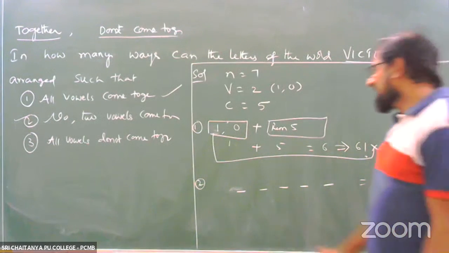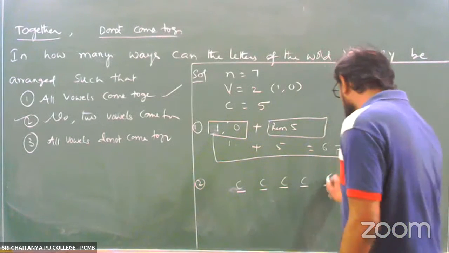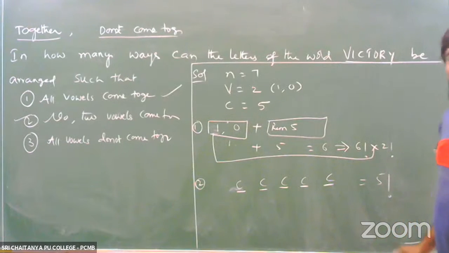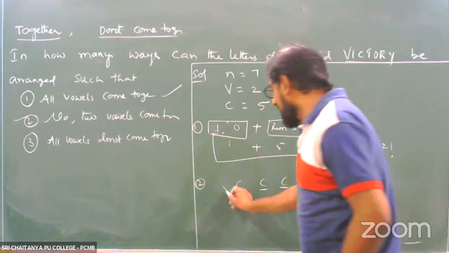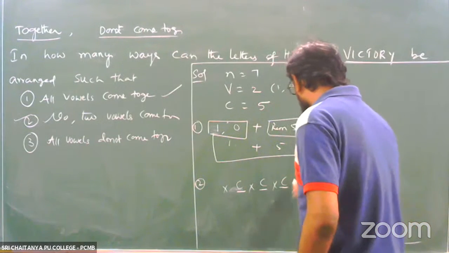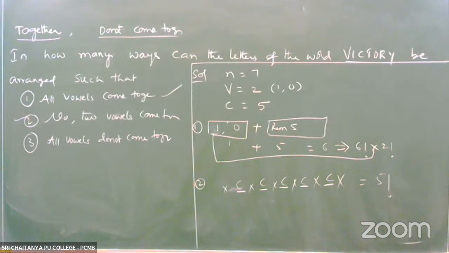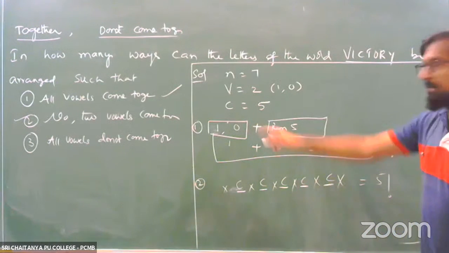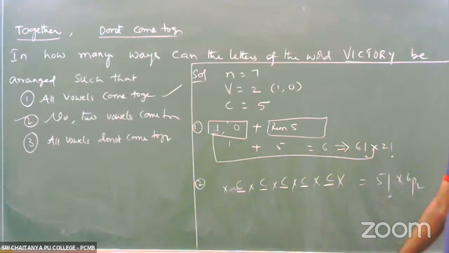And listen, this is consonant, this is consonant, this is consonant, like this. 5 consonants can be arranged among themselves in 5 factorial ways. There are 1, 2, 3, 4, 6 places. There are 6 places for 2 vowels. This can be arranged in 6 P2 ways.